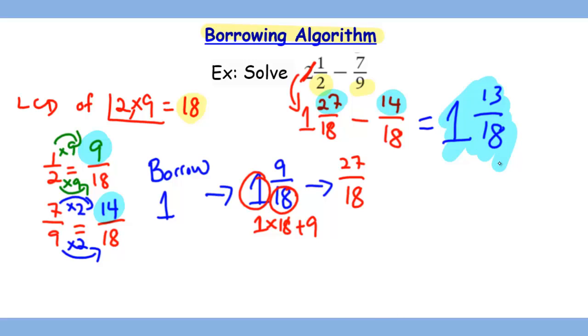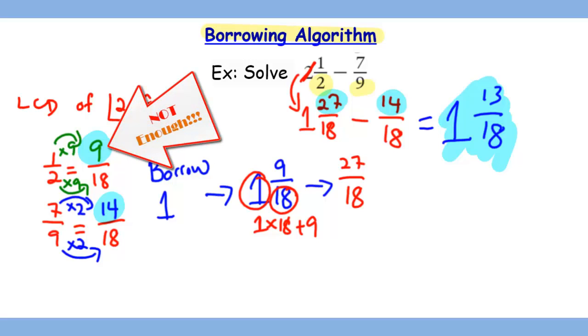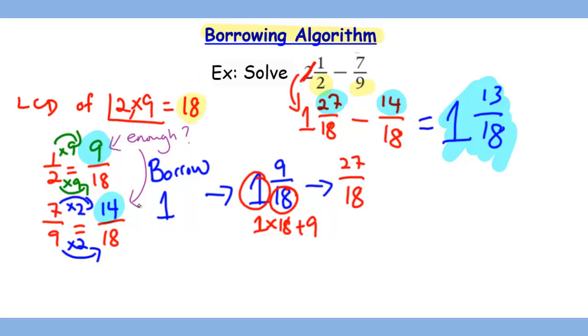The most important and challenging part right here is the borrowing. So let's just recap on what we did. You need to observe the first fraction right here and see if that's enough to subtract the fraction underneath. If not, you need to borrow 1 whole from the whole number. And once you borrow the number, you will turn that fraction into an improper fraction.